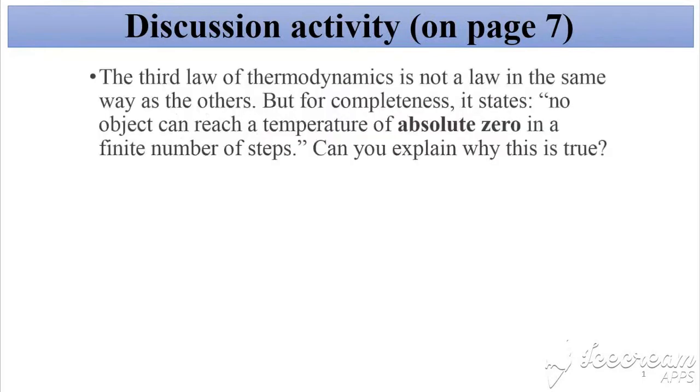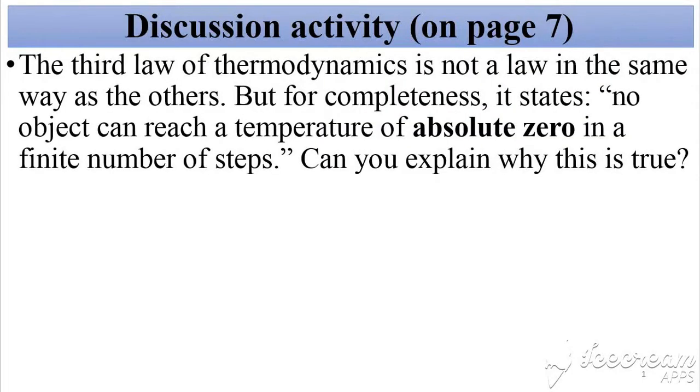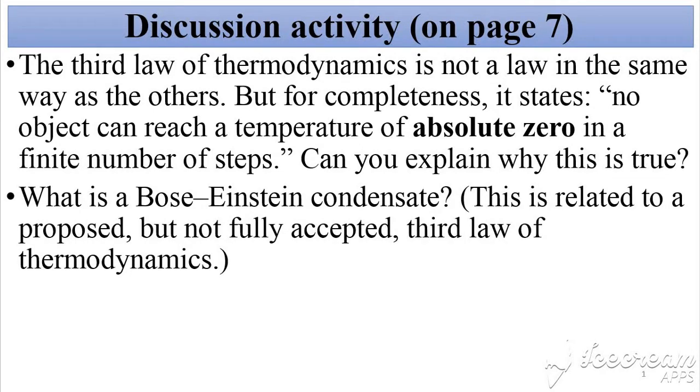Discussion activity. Grade 12 physics textbook on page 7. The third law of thermodynamics is not a law in the same way as the others. But for completeness, it states no object can reach a temperature of absolute zero in a finite number of steps. Can you explain why this is true? To answer this question, it is necessary to add this question.